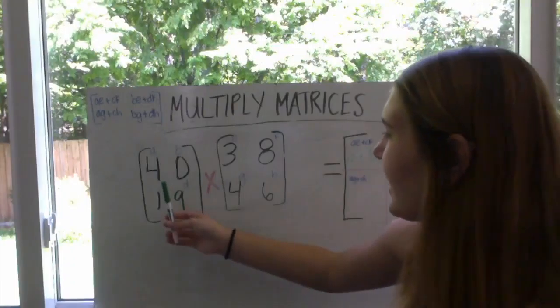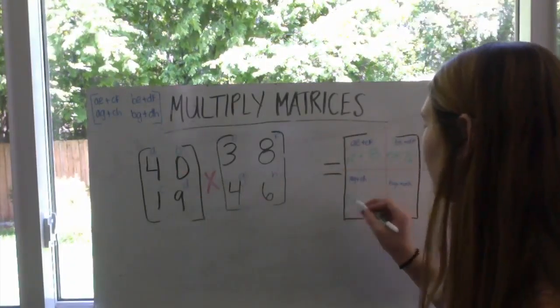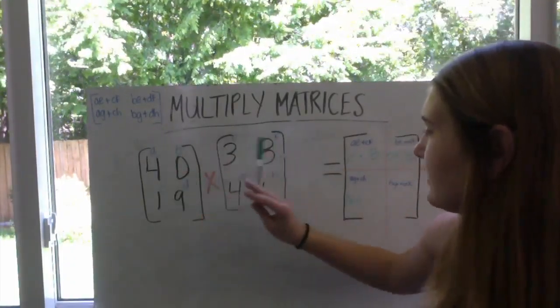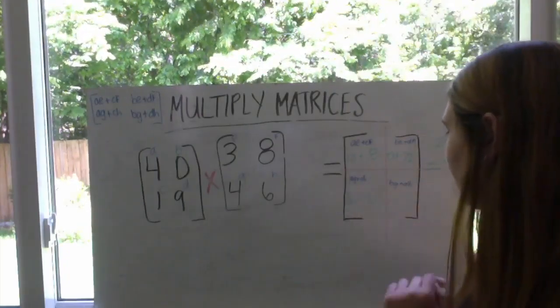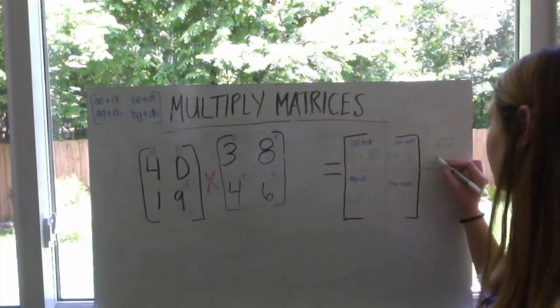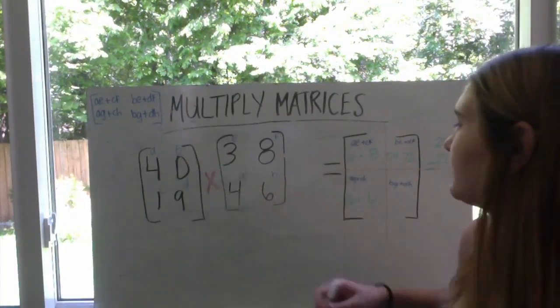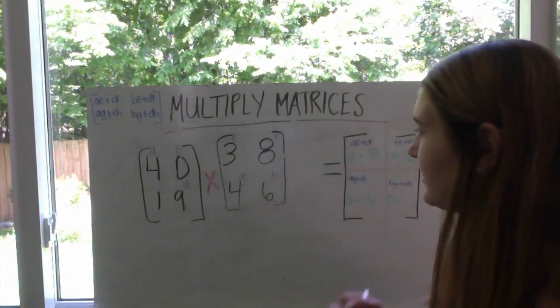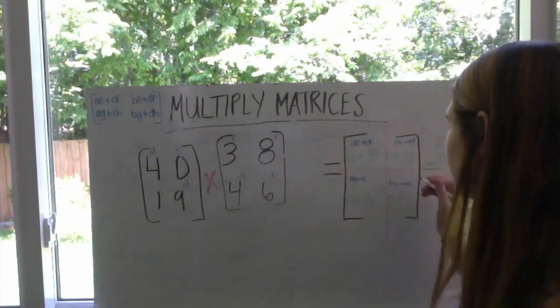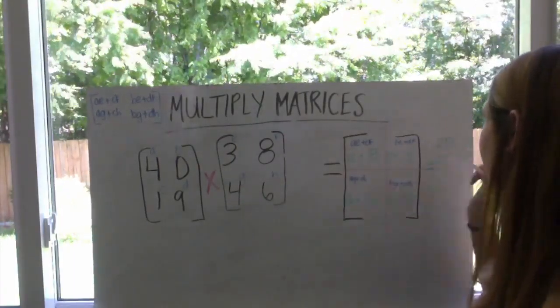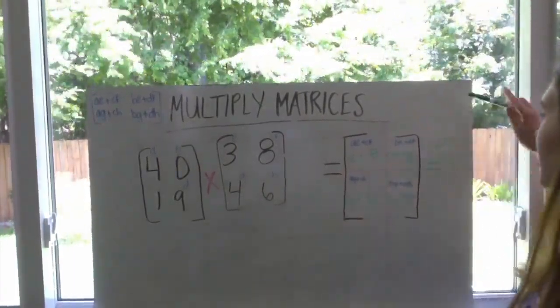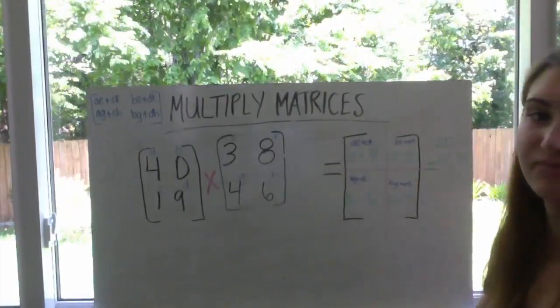Next, do A and G, which is 16, and you add it to C and H, which is just 6. So that would end up giving you 22. Lastly, you multiply B and G, which is going to be 0, and you add it to D and H, which is 54. So then your final number would be 54. So the final matrix would be 20, 72, 22, and 54.